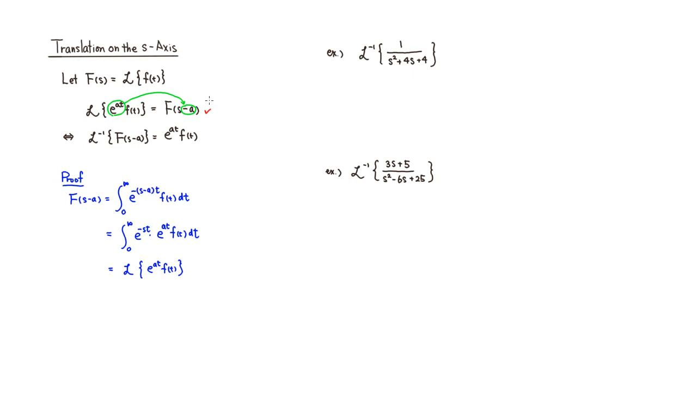Alright, so let's look at a couple of examples. Let's find the inverse Laplace transform of 1 over s squared plus 4s plus 4. First I'm going to complete the square of the denominator. So we have 1 over, and you can see that we can complete the square as s plus 2 squared.